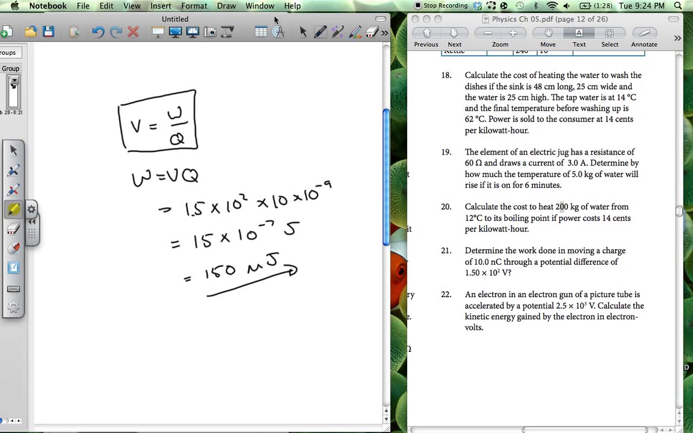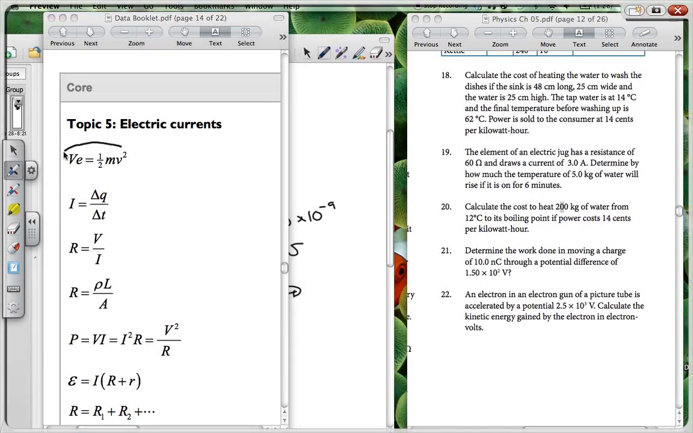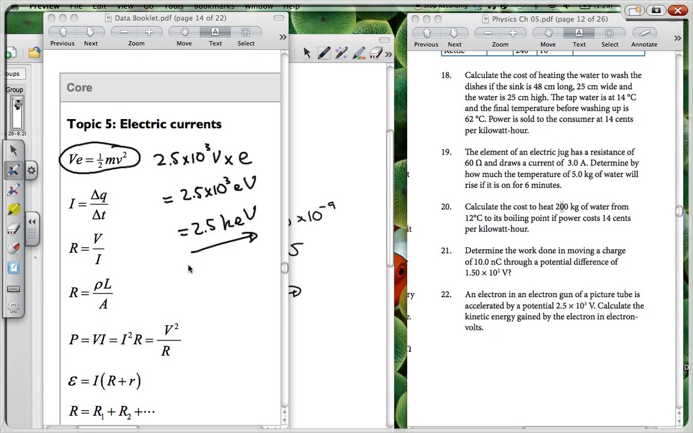So for this one here, we are going to use this formula here. It's pretty straightforward. It's going to be 2.5 times 10 to the 3 volts times the charge of an electron, e. So it's actually going to be 2.5 times 10 to the 3 eV, or 2.5 keV. This would be the way that we would write it.